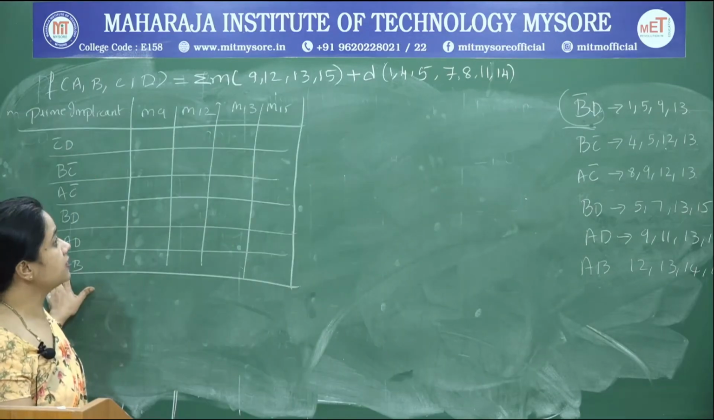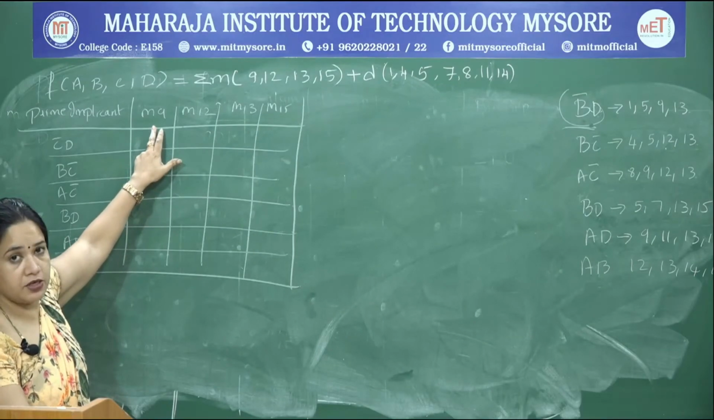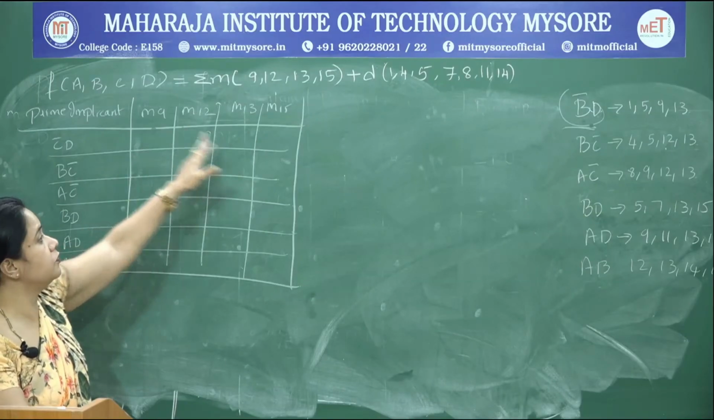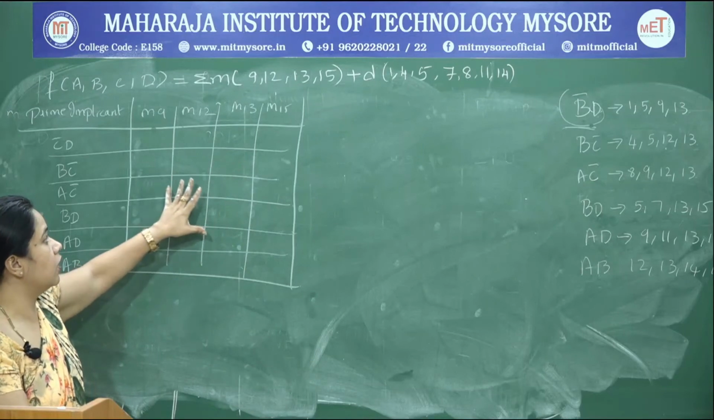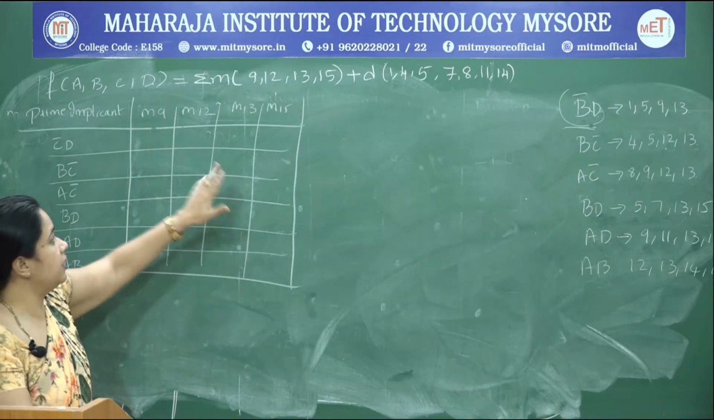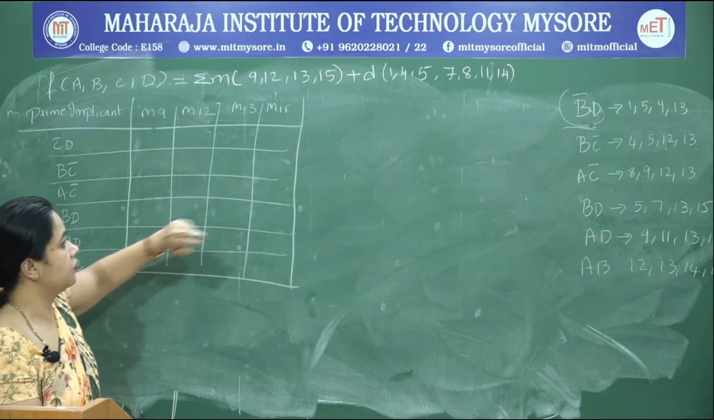These are the prime implicants, and please note while mentioning the min terms on the top, please omit your don't care terms, that is not to be taken into account. We will only list the min terms 9, 12, 13 and 15.